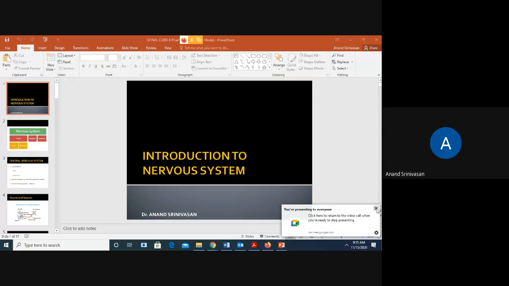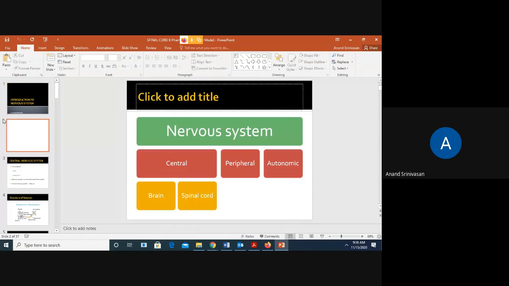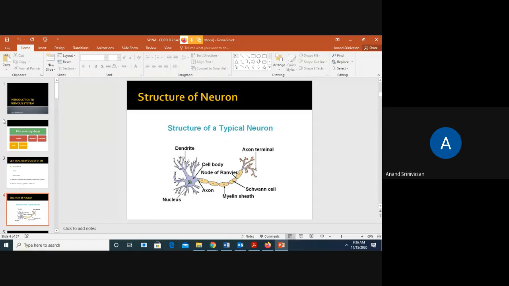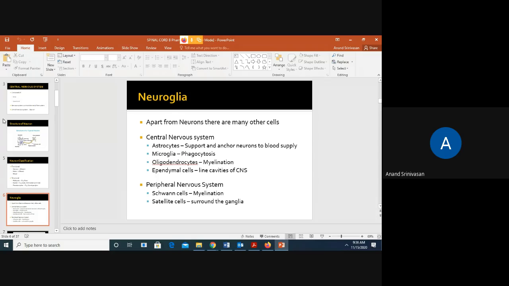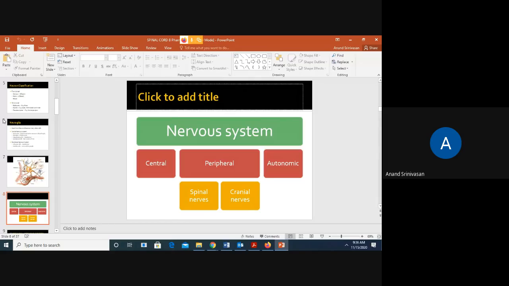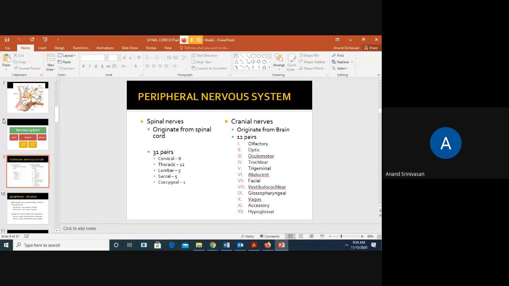Good morning, everybody. In the last session, we saw the introduction to the nervous system. We were seeing about the central nervous system, the structure of a neuron, and how neurons can be classified, the neuroglial cells and their functions, and the peripheral nervous system. What are they? The spinal nerves and the cranial nerves. How many spinal nerves and how many cranial nerves are present, and the names of the cranial nerves. So we have done up to this in our last class.